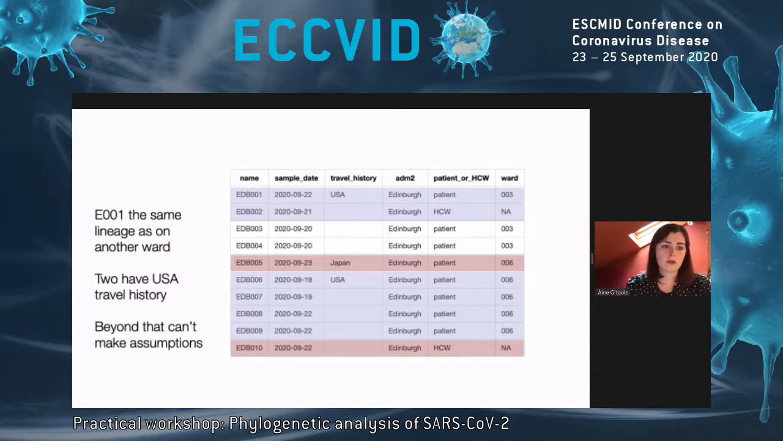Sample 1 is on the same ward as EDB3, but obviously we can't see that now. So sample 1, which is in ward 3, is actually the same lineage as what is in ward 6. And there's two samples that have USA travel history, but beyond that we can't actually link cases. It might be worth investigating further based on what other information is available, but we can only just rule out this linkage.